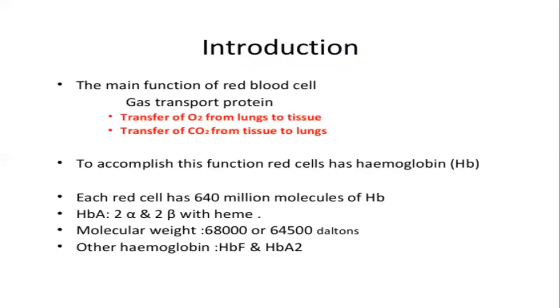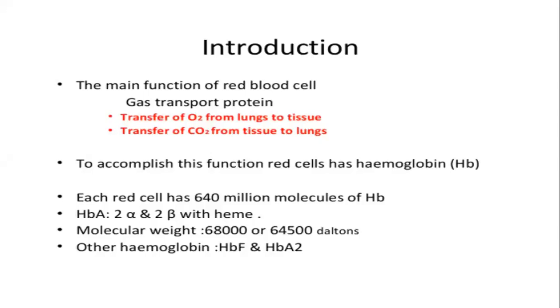So each red cell, as you may have noted, has about 640 million molecules of hemoglobin. So one single red cell is highly charged with hemoglobin. And the hemoglobins that we have in circulation would either be hemoglobin A or other types of hemoglobin. But the commonest hemoglobin that we have in circulation has 2 alphas and 2 betas within its structure. And each of these weighs about 64,000 Daltons.